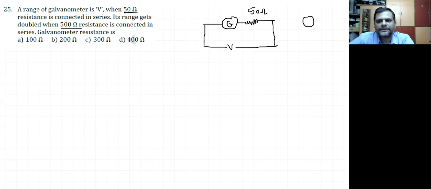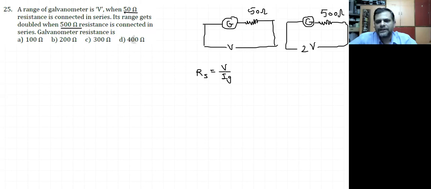But when the same galvanometer is suppose connected with a series resistance of 500 ohm, तो 500 ohm जब वो कनेक्ट किया जाता है तो उसका जो रेंज है वो डबल बन जाता है. तो इसका मतलब यहाँ पे ये जो है 2V होगा रेंज उसका. तो फिर भी गैलोमीटर का रेजिस्टेंस कितना है वो हमको ढूंढ के निकालना है. ओके, तो देखो यहाँ पे हमको एक सिंपल फॉर्मूला यूज करना है. RS, that is the series resistance that is to be connected in series with the galvanometer, is always given by the range V upon IG minus G. ये फॉर्मूला हमने ऑलरेडी थ्योरी में पढ़ा है, वही हमको यहाँ पे यूज करना है, ठीक है.